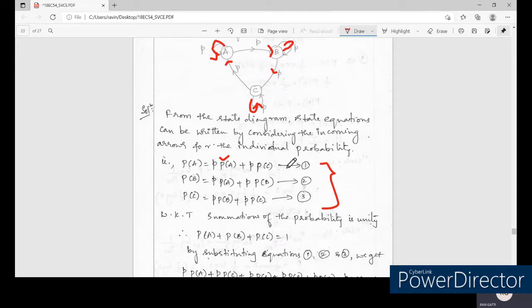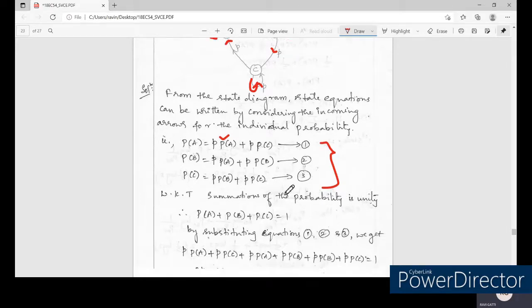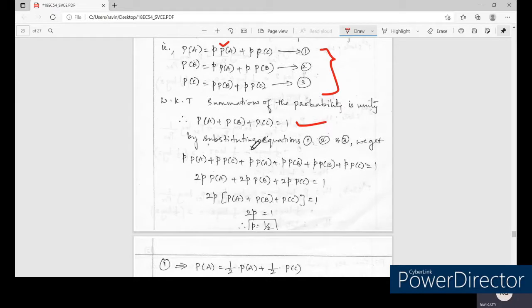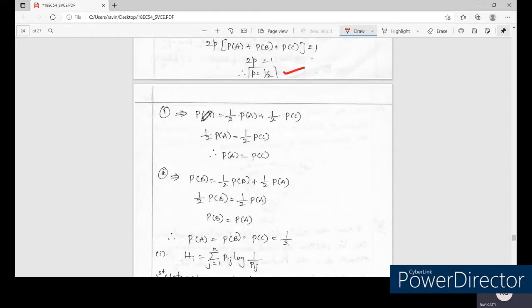We also know that the sum of the probabilities of being in any one of the states is equal to 1, so P of A plus P of B plus P of C is equal to 1. By substituting this in equations 1 and 2, we arrive at the probability of emission of a particular symbol from any state, P, equal to 1 by 2. Using this value in equation 1, the probability of being in state A is 1 by 2 P of A plus 1 by 2 P of C. If I take this to the left side, we get 1 by 2 P of A is equal to 1 by 2 P of C.